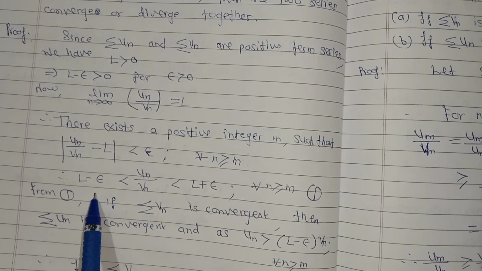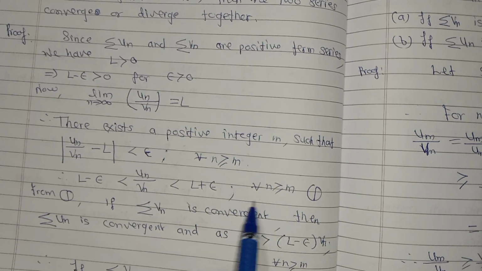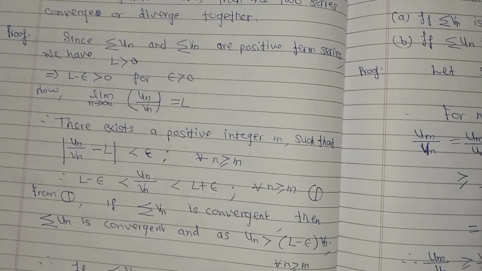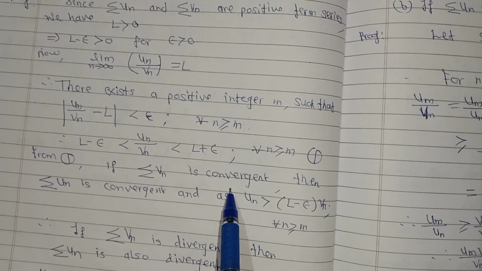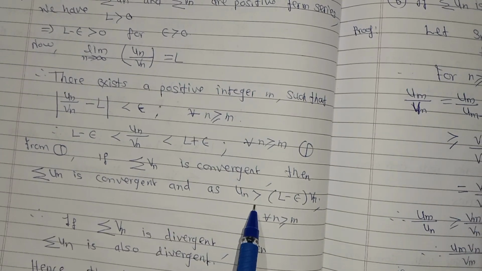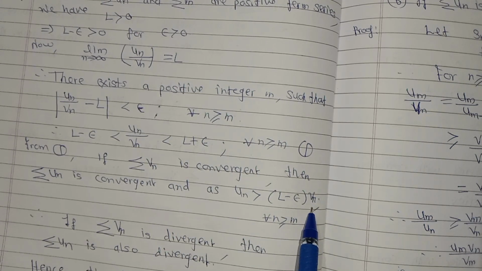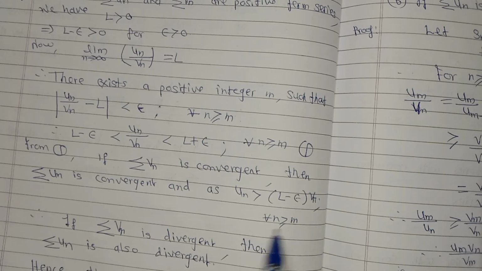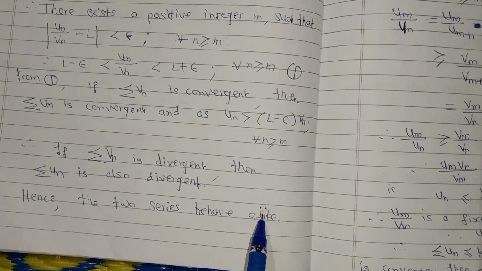Hence, L minus epsilon is less than Un upon Vn is less than L plus epsilon for all n greater than or equal to m. We denote this result as number 1. From 1, if summation Vn is convergent, then summation Un is convergent, as Un is greater than L minus epsilon into Vn for all n greater than or equal to m. Hence, if summation Vn is divergent, then summation Un is also divergent series. Hence, the two series behave alike.